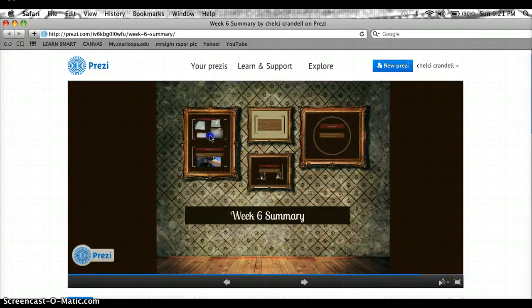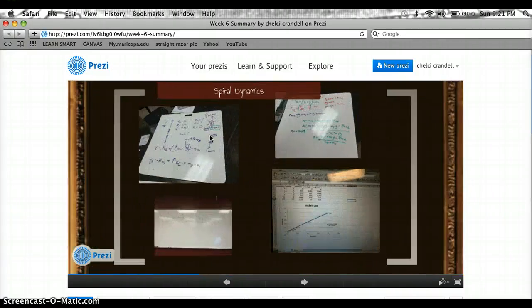Let's see. My week 6 summary. So this is our spiral dynamics problems that we were learning about force. We learned about force this week, and then we did Hooke's law, and we found out that we were going to be doing our mousetrap cars. So I got assigned to doing distance for my mousetrap car, so we'll talk about that later.